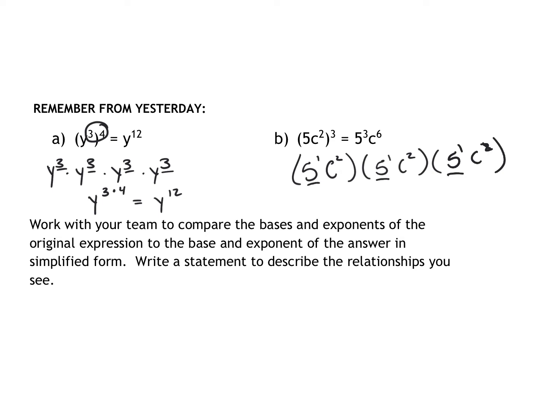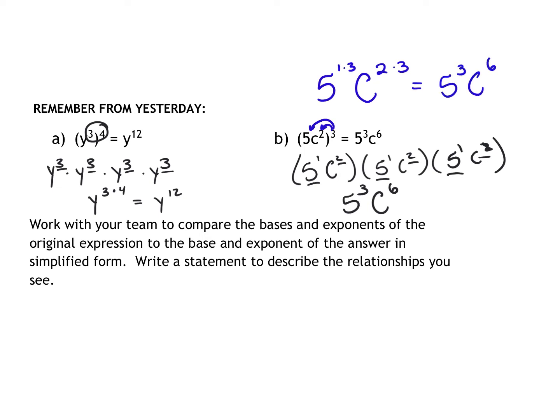We have 1, 2, 3 5s multiplied together, which is 5 to the third, and here we have c to the 2, 4, 6th power raised here. If we take a look, yesterday we kind of referenced that it was like the distributive property. Remember, the distributive property is where we multiply everything inside. That 3 is multiplied by each of your exponents. So it's like 5 to the 1 times 3, and c raised to the 2 times 3, which is 5 to the third power times c to the 6th power.